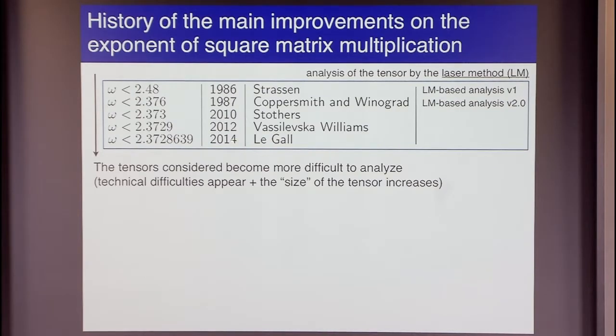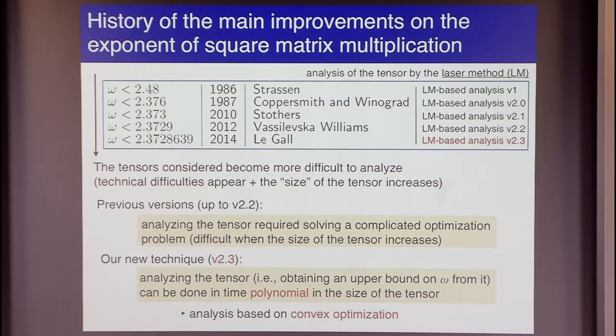And then all the other papers, the successive improvements, were obtained by considering more and more complicated tensors. In particular, the size of the tensor increased, and in order to analyze it, more generalization of this analysis based on the laser method was needed. So this was the laser method, I will call it laser method V2, for what's done by Coppersmith and Winograd, and then V2.1, 2.2, 2.3.